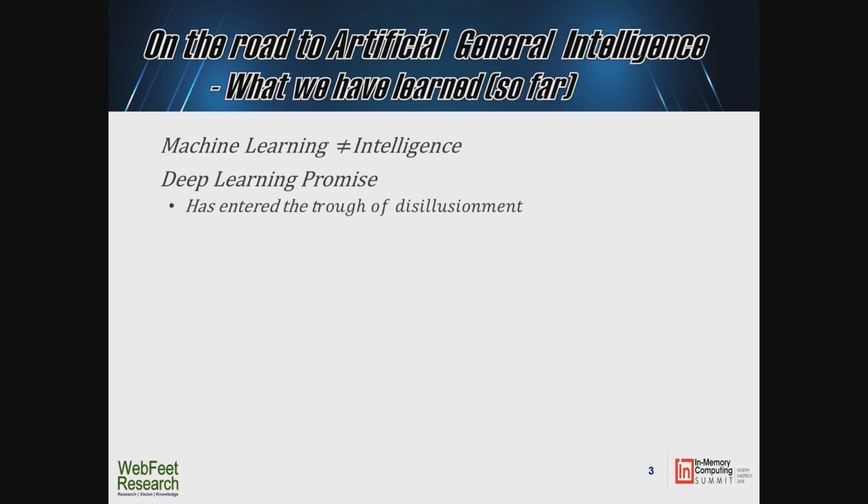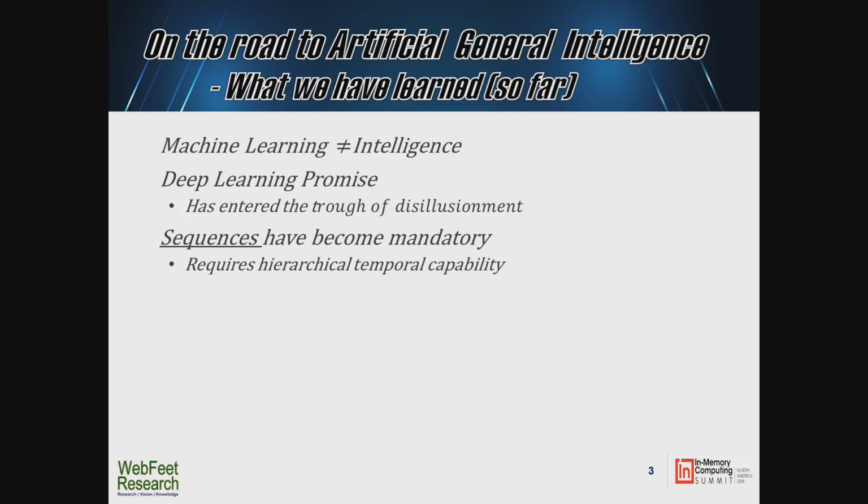It's entered the Gartner trough of disillusionment, where people are finding out it's got real limitations. And that you can't do the types of things that you need to do to go AGI. Sequences, A, then B, then C, then D, are very important. In fact, they're mandatory. And it requires hierarchical temporal memory. How many people are familiar with HTM? Good. Because you're going to see a lot more of it as time goes on.